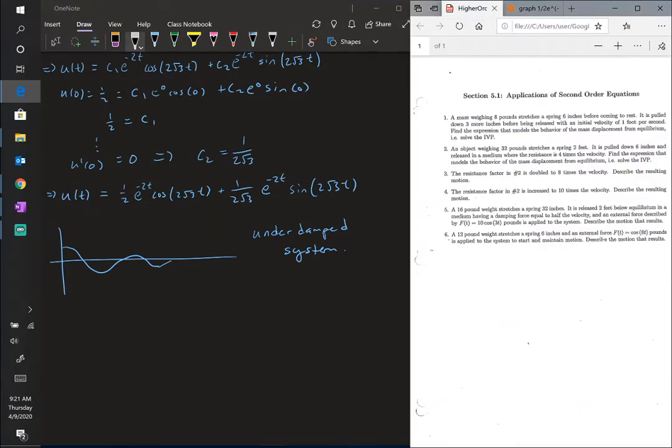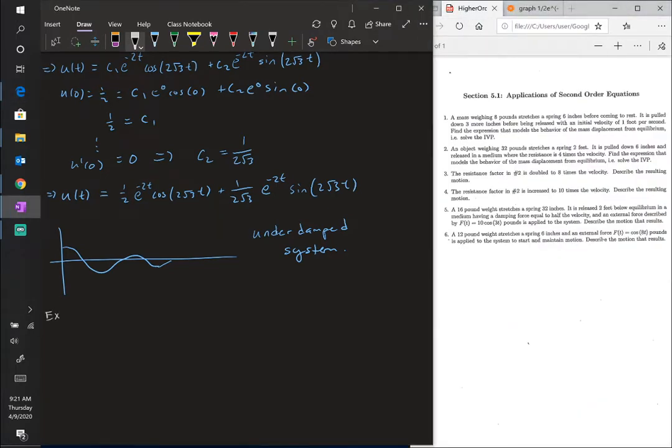All right, let's look at the next problem, example 3. It says the same thing except the air resistance is 8 times the velocity. So in this case, B is 8 and everything else is the same. So it's going to be u'' + 8u' + 16u = 0. u(0) is 1/2. u'(0) is 0. So pretty much the same thing, except the air resistance factor changes. That's just going to change how it damps the system.